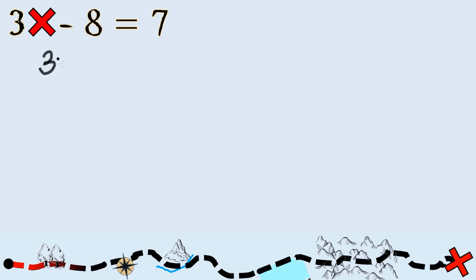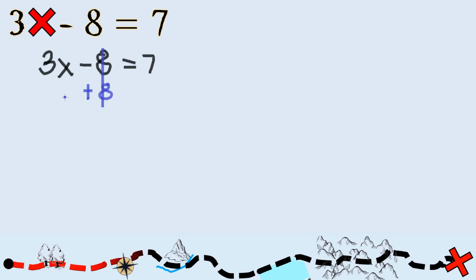Of course, we have here 3x minus 8 equal to 7. To do that, we are going to remove this minus 8 here by doing an operation that will actually make this a 0. Since 8 here is negative, we are going to add 8 here so that this would become 0, leaving 3x on this side.